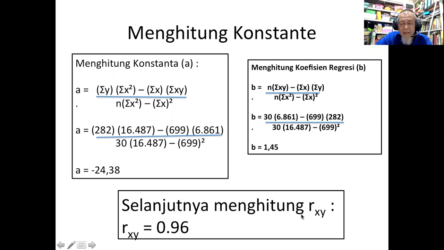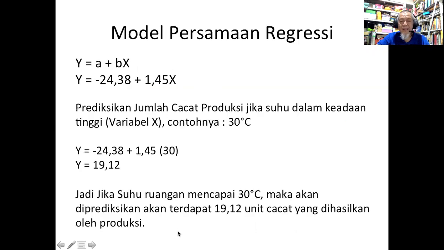I do not show the process here because you already know that. Use the Pearson product moment RXY, and when you use the formula, you'll find that the correlation coefficient is 0.96. So this is the RXY, or correlation coefficient. Next, we already have the regression equation model. Y is minus 24.38 plus 1.45 times X. X here we don't know, depending on the data.